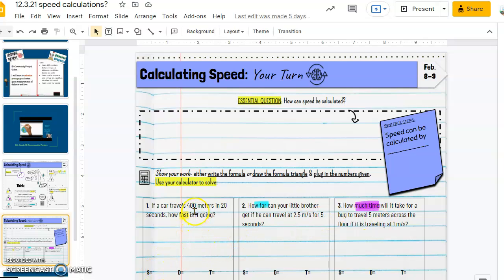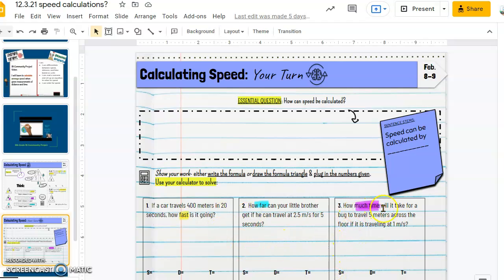So in this one, I have meters and seconds. So I have distance and time. I'm looking for speed. How far? Oh, there's a clue. Far, that's a distance word. How far can your brother travel if he can travel at 2.5 meters per second, that'd go here, times 5 seconds. Take care of that math.